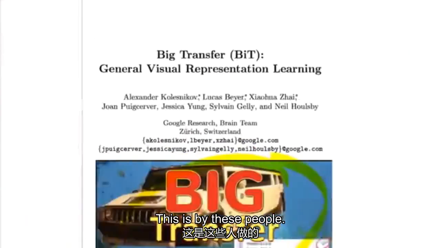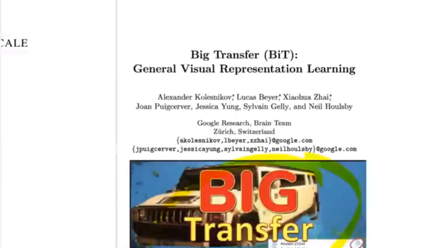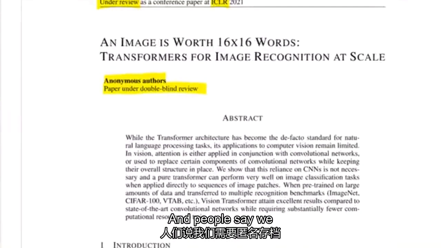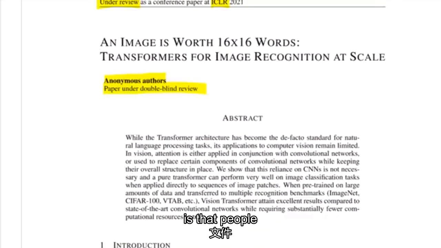This is by these people, and people say, we need anonymity on arXiv because the danger is that people upload their paper on arXiv and then we can see who they are. I think this should prove to anyone that an anonymous arXiv is the crappiest.